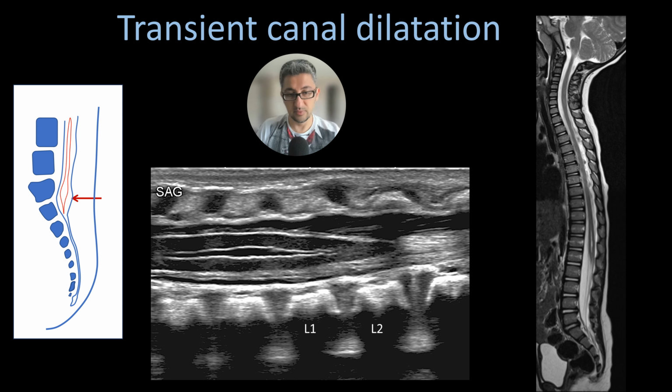During the newborn period, when we are doing the ultrasound, we can see transient canal dilatation. Here is the canal. There is usually not much CSF within the central spinal canal, so we don't see the canal like this. This doesn't happen all the time. On the MRI, this is like the previous finding of terminal ventricle, a slight dilatation of the canal, but it's called transient canal dilatation.